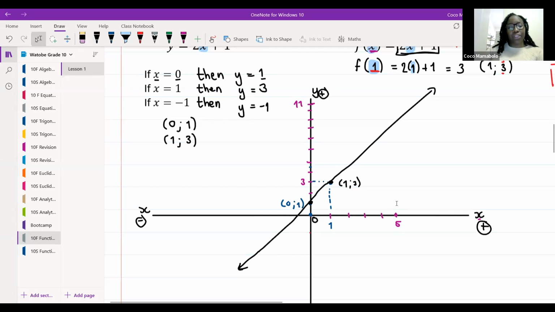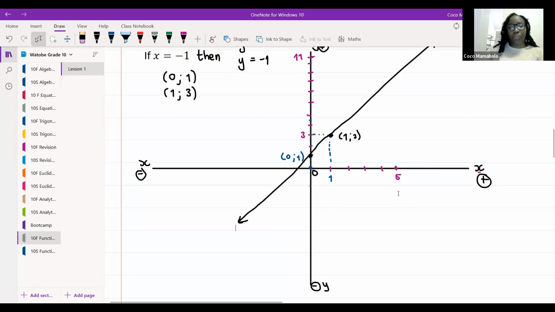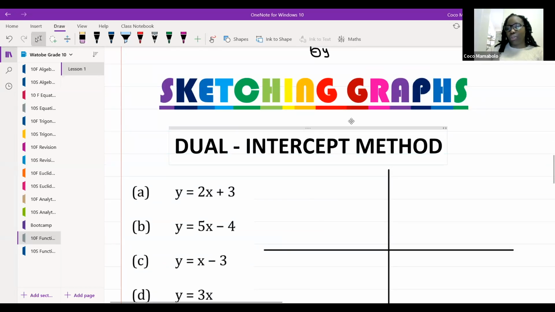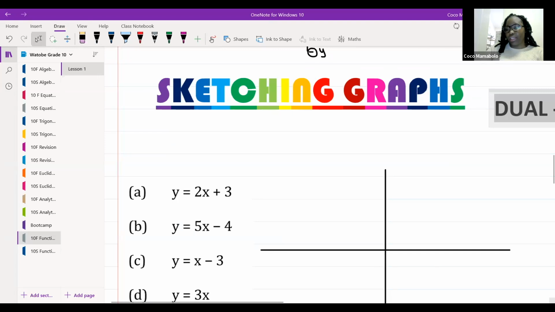That's okay. We're going to look at another example. No worries. Okay, let's look at sketching graphs. We're going to scrap the dual intercept method for now because we still need to understand the Cartesian plane.